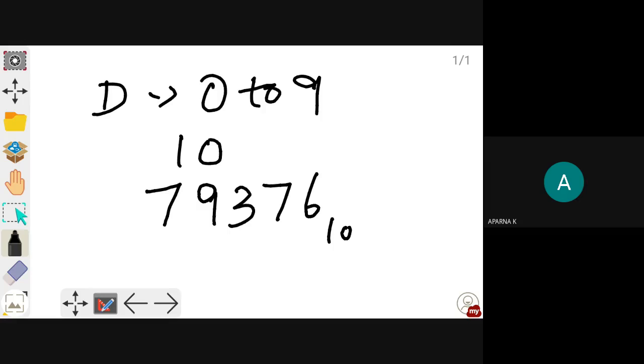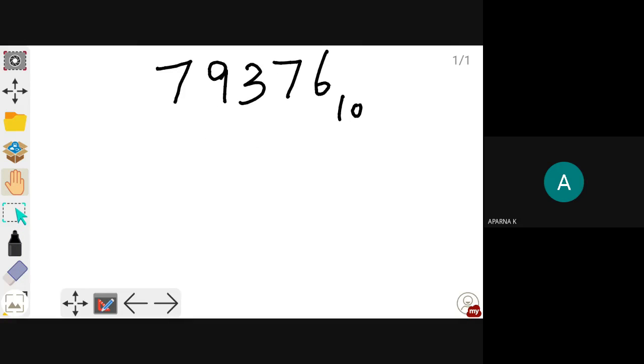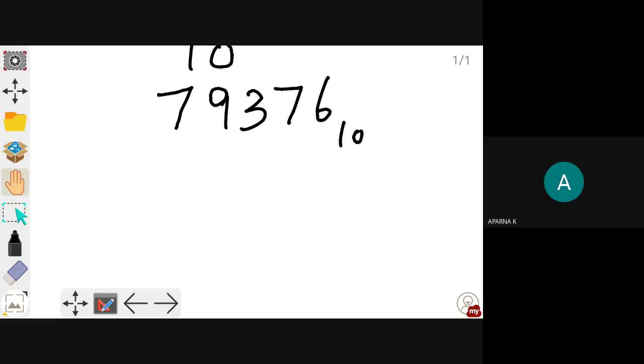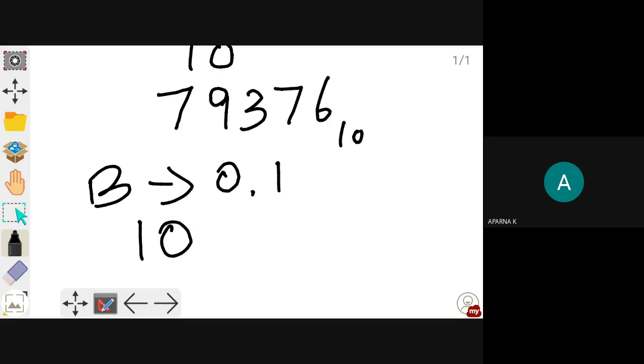The next number system is the binary number system. As you know, it has only two digits, 0 and 1. Since it has only two digits, it has a base of 2. Any number like 1, 0, 1, 1, 1 can be a binary number and you can write the base as 2, because it has only the numbers 0 and 1.